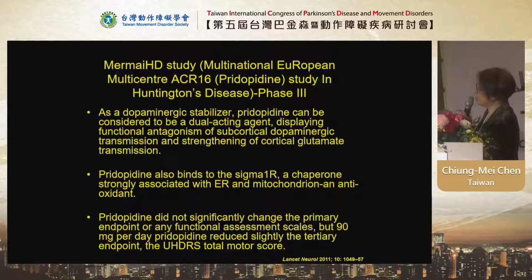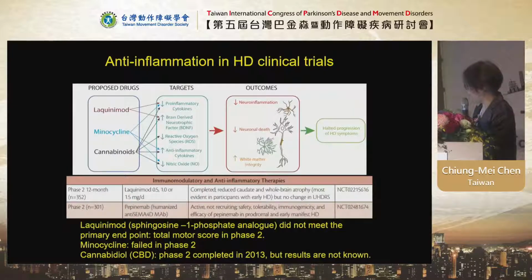But pridopidine in phase 3 also failed. It did not change any primary endpoint or any functional assessment. However, at 90 milligram per day, pridopidine did reduce a tertiary endpoint, that is the total motor score. But pridopidine needs further clinical trial to confirm its efficacy.